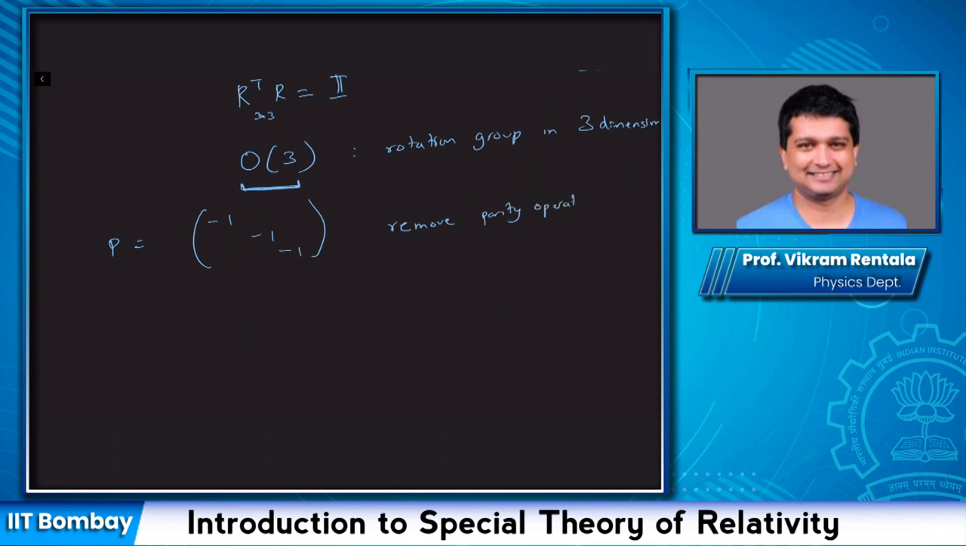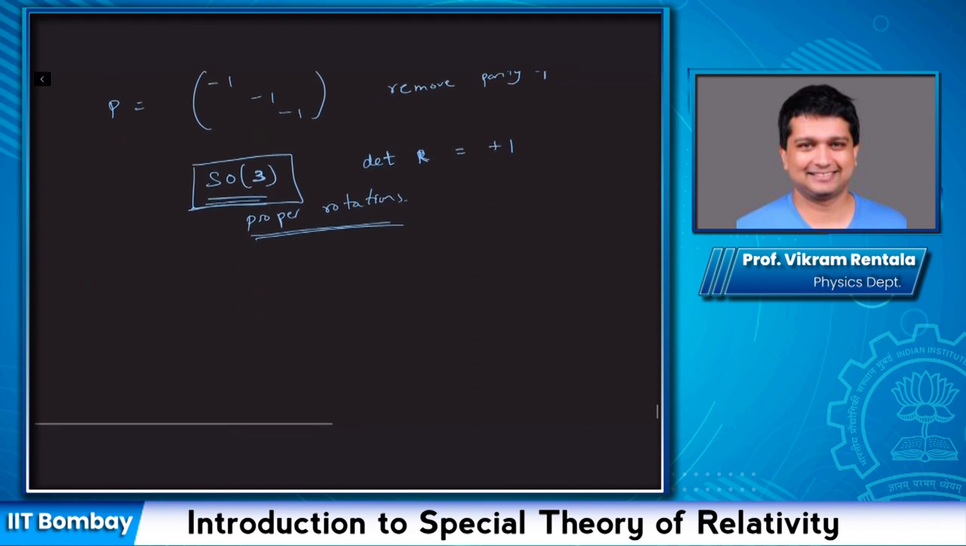If I want to remove this parity operation, I would impose an additional restriction that my group is SO3. That is, the determinant of these matrices R is +1 and not -1. So if the determinant of R is +1, this gives me what are called proper rotations. Okay. There's no way to talk about orthochronous, because orthochronous refers to time, and that would refer to the Lorentz group of transformations. It has nothing to do with rotations. So proper rotations is the group SO3.